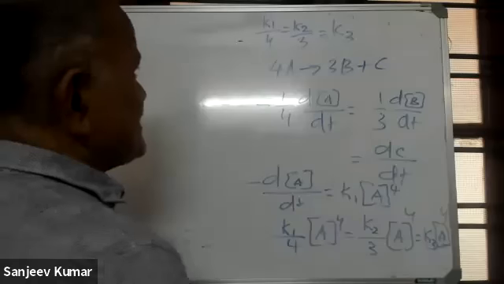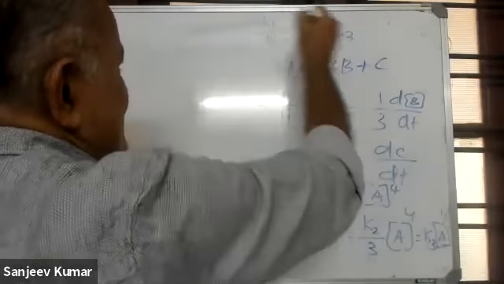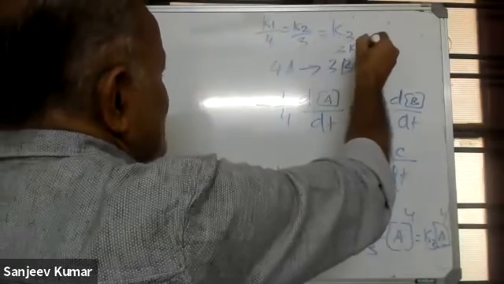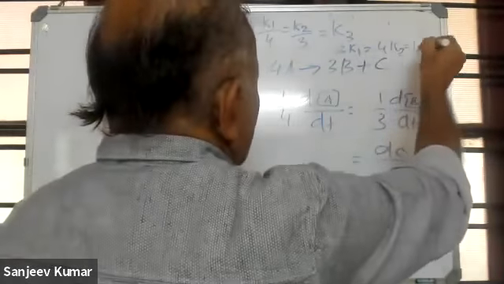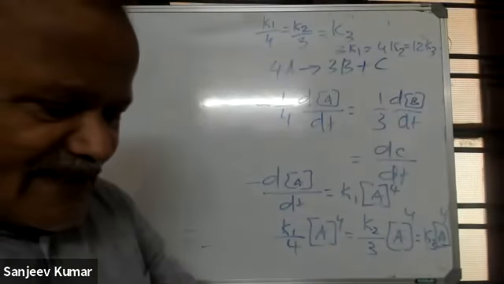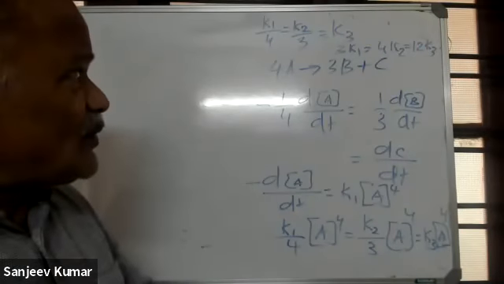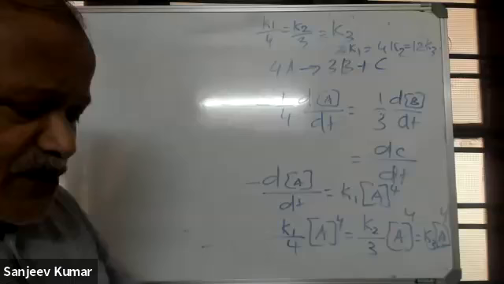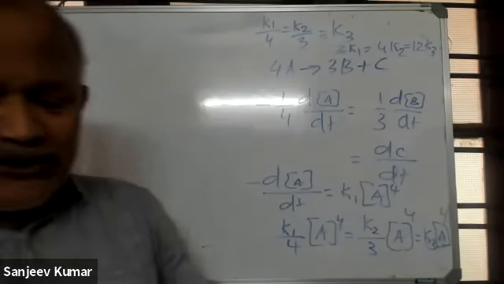And therefore, how can you get it? A common factor 12 which multiplies the terms. That is 3K1 is equal to 4K2 is equal to 12K3. Isn't it? And therefore, the answer is 3K1 is equal to 4K2 is equal to 12K3. The answer is B. The choice is B.